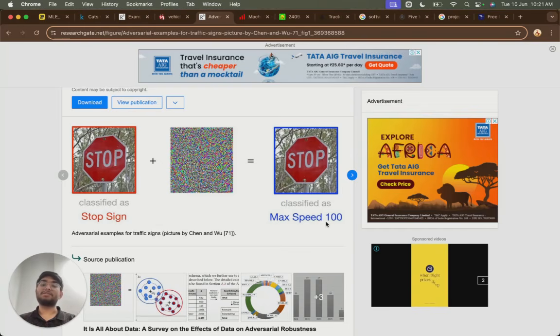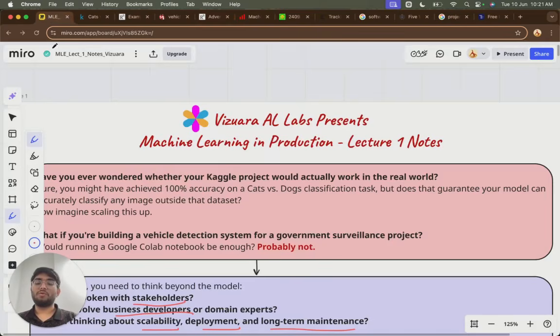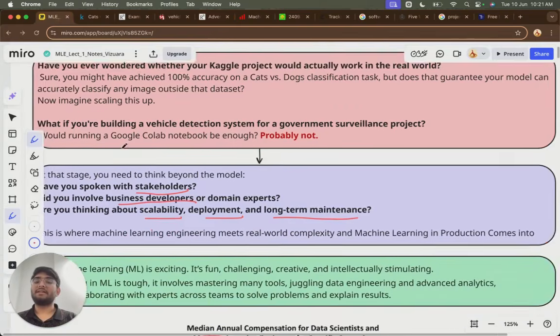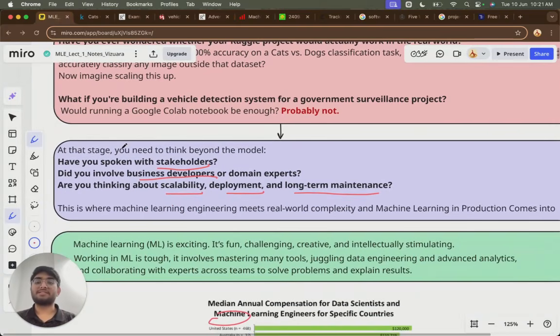And then it goes at a speed of 100. And you can't imagine what will happen next. So these things need to be taken care of. So we always need to speak with stakeholders. We need to involve business developers, and we need to think about scalability, deployment, and long-term maintenance. This is where machine learning engineering meets real-world complexity, and machine learning production comes into the picture.